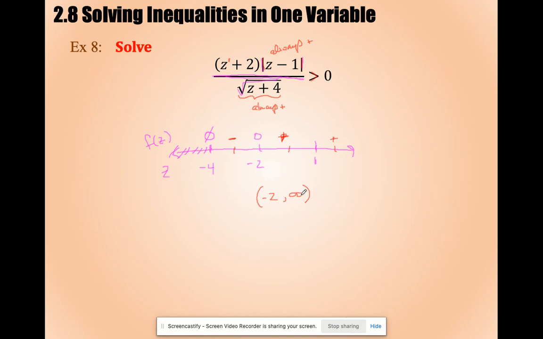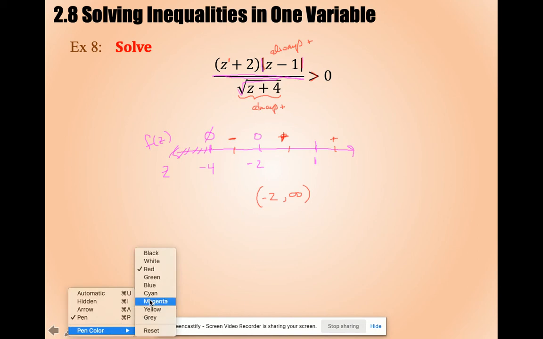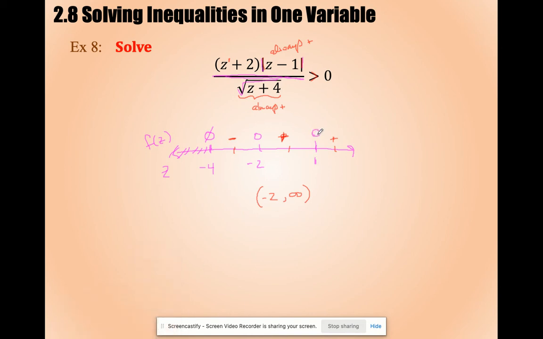Oh, wait, I made a mistake, didn't I? I think it's because I almost burned my house down. What did I forget to write above the 1? The 1 creates 0. And am I asked about 0? So this is a minor mistake that I would get follow-through points for if I forgot that. But remember, since I didn't include 0, I have to say -2 to 0 not included, 0 to infinity.